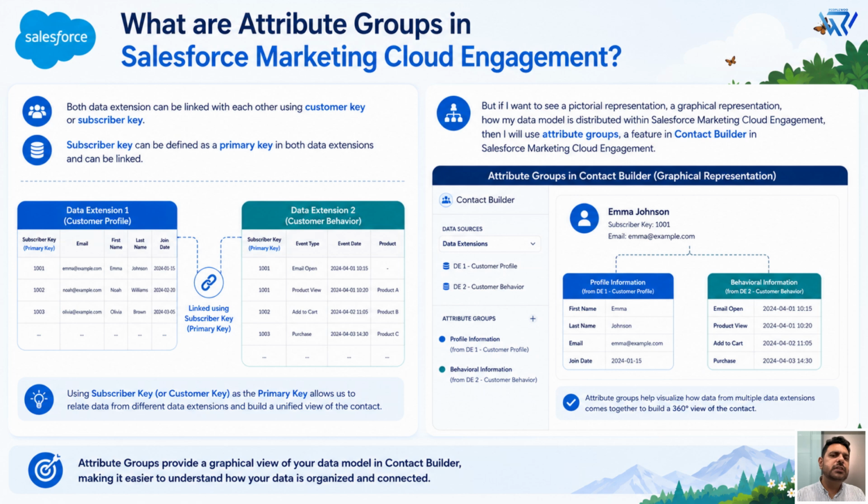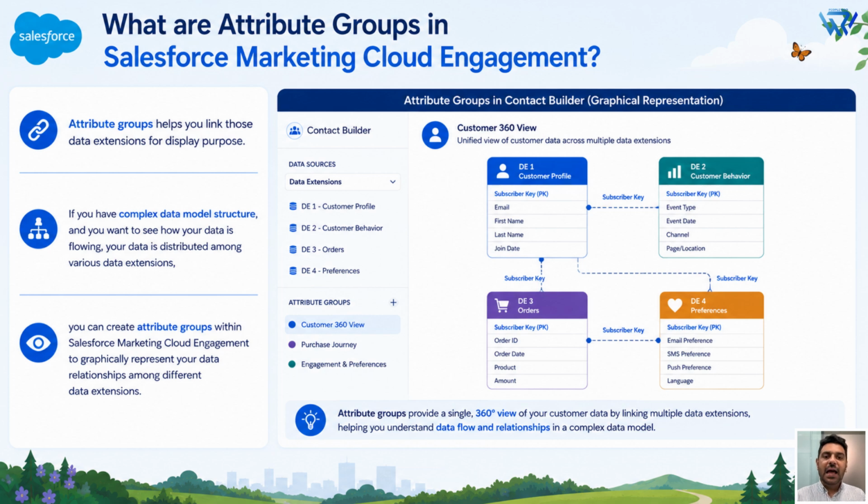But if I want to see a pictorial representation, a graphical representation, of how my data model is distributed within Salesforce Marketing Cloud Engagement, then I will use attribute groups, a feature in Contact Builder in Salesforce Marketing Cloud Engagement. Attribute groups help you link those data extensions for display purposes.